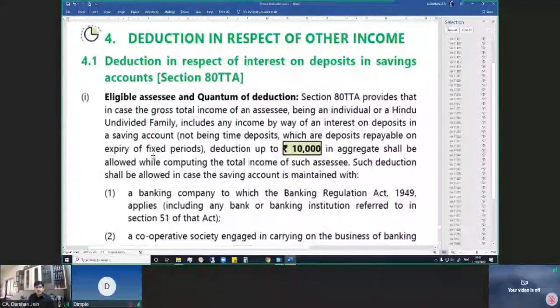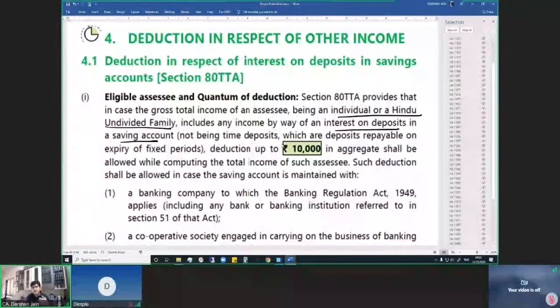Next, deduction in respect of interest on deposit in savings account. Eligible assessee and quantum of deduction. Section 80TTA provides that in case of gross total income of an assessee being an individual or HUF, this deduction is available only to an individual and HUF who is earning interest on deposit in a savings bank account. So only if there is an income in the nature of interest on savings bank account would that be eligible for deduction under section 80TTA.